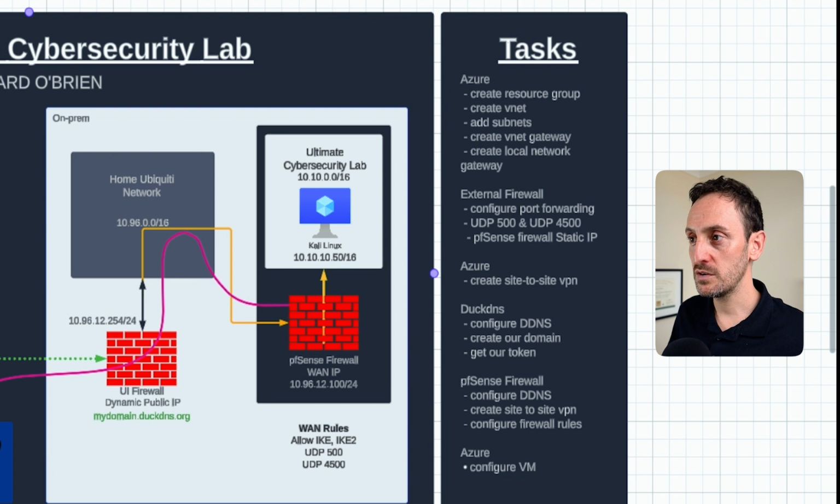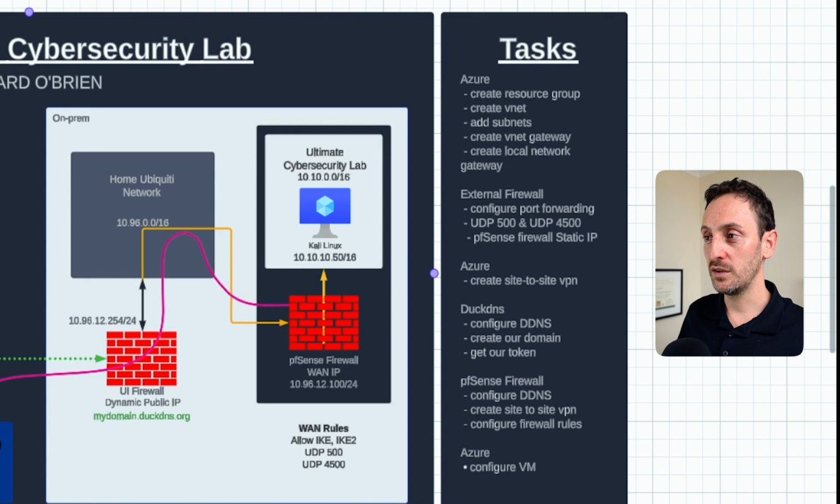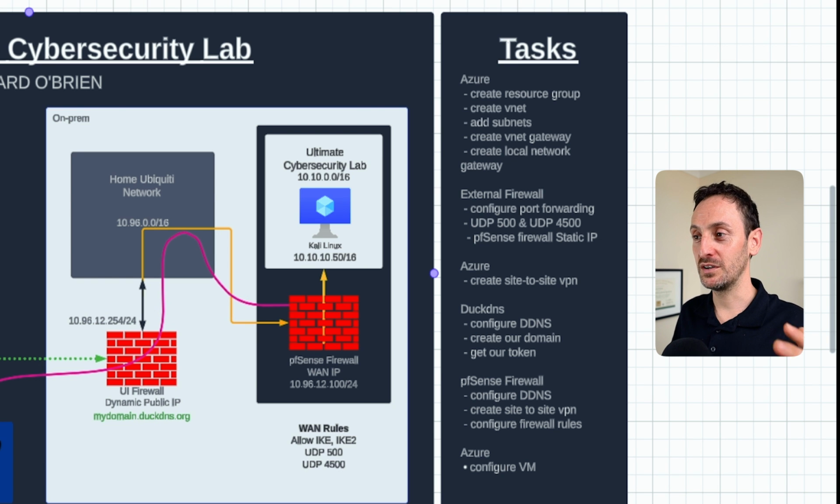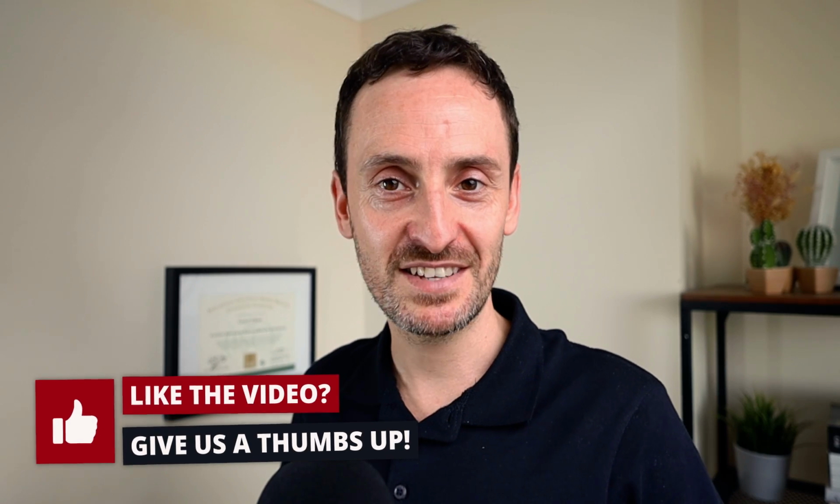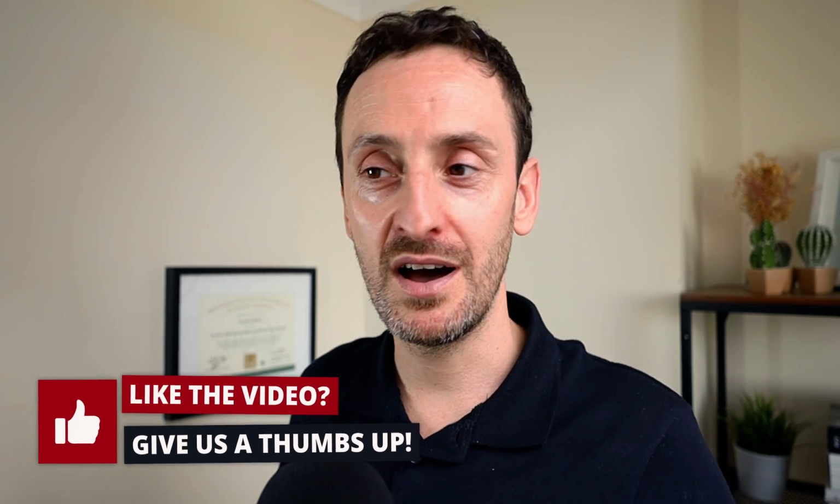Then we're going to go back to Azure and I'm going to create my VPN connection. And then we're going to go to DuckDNS. We will configure the Dynamic DNS and make those changes. We'll add a domain and we'll get our token that we need for setting that up. We will then go to the pfSense firewall. We will configure Dynamic DNS, and then we will configure the site-to-site VPN and the firewall rules. And then we will go to Azure and configure a VM. There is quite a lot to do as part of this last video, so I'll break it up and hopefully we can just fly through it.